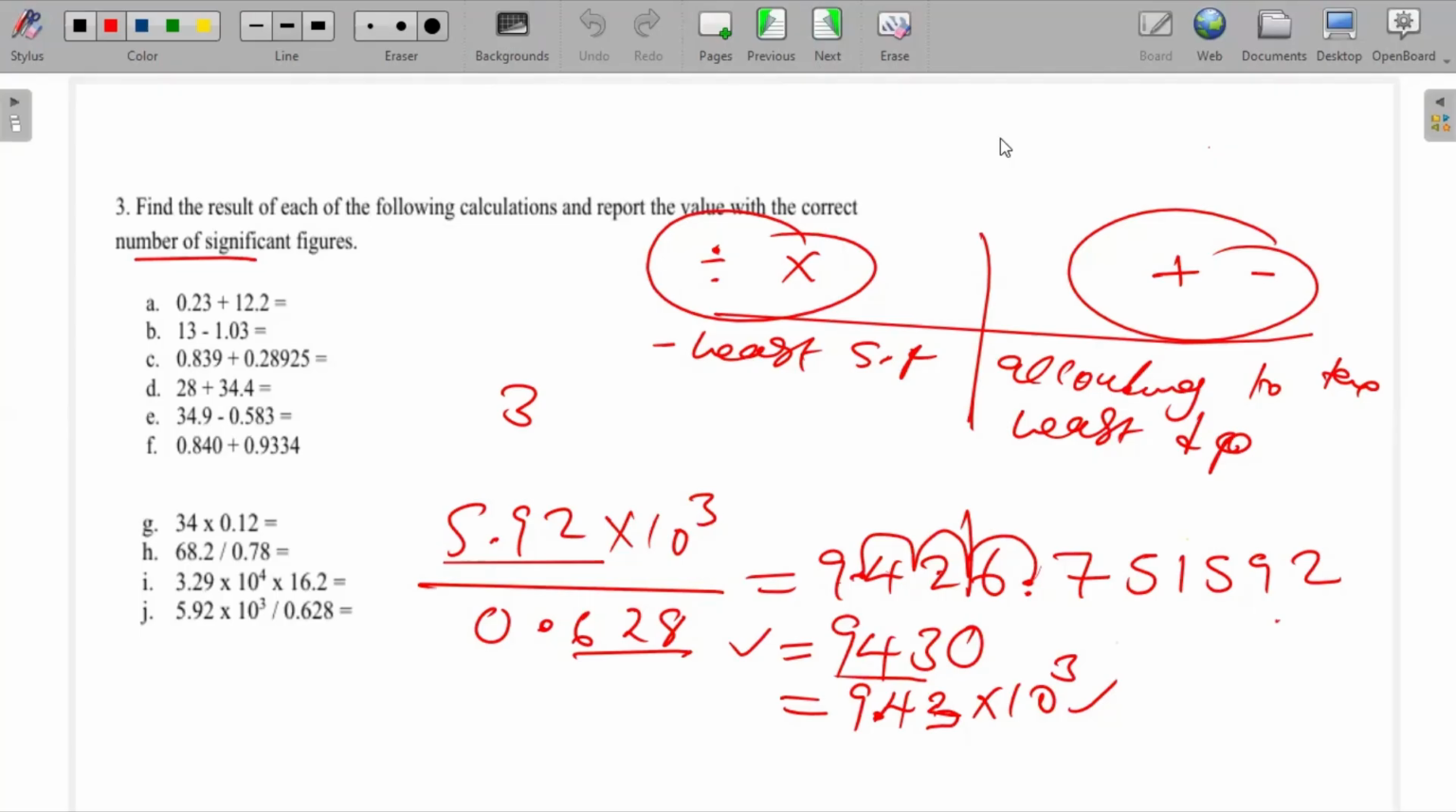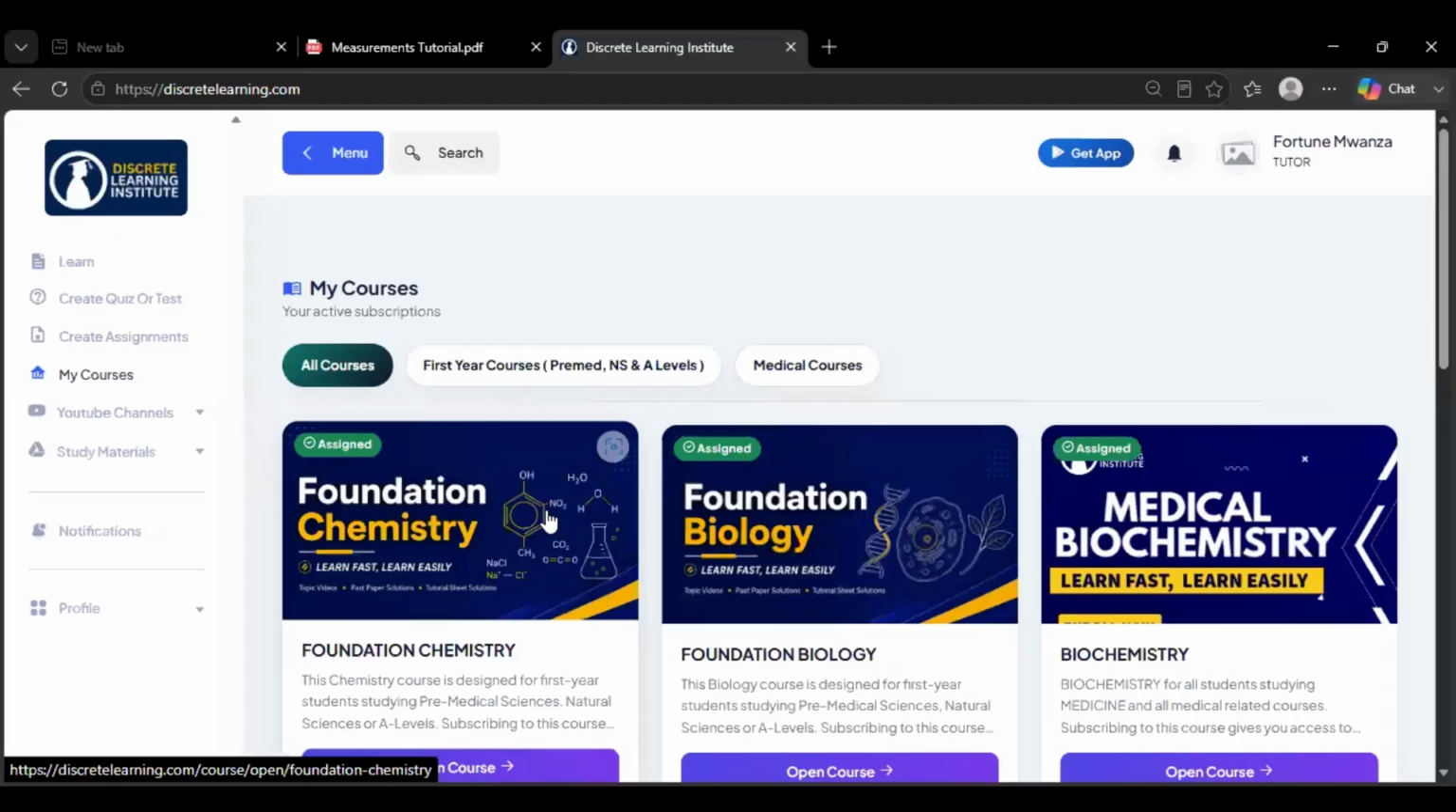Someone has a question. Yeah, which subject is this? Is this maths or chemistry? Oh, okay. Chemistry. Okay, chemistry, thank you. We are solving the tutorial sheet.